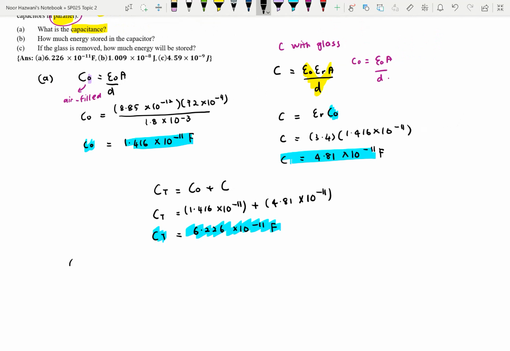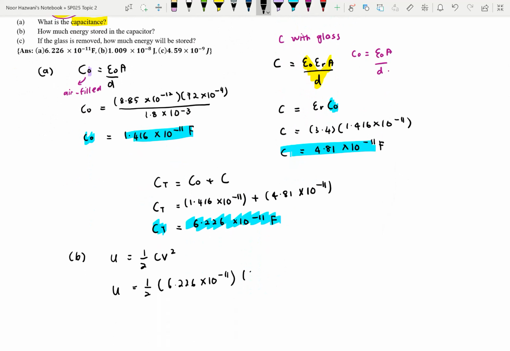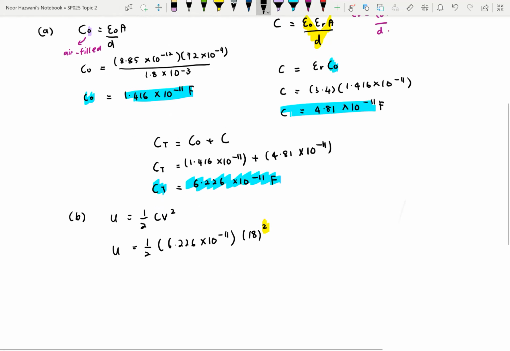Okay, part B, it is asking for how much energy is stored in the capacitor. So energy stored, we have 3 formulas, but I would like to use the equation U equals to half CV squared because everything is there. So U is equals to 1 over 2, and then you substitute in C total, the value of C total 6.226 times 10 power of negative 11, and then your potential is 18. So 18 squared. Okay, squared is always a problem for students, they don't like to substitute. Okay, the substitution is always wrong, so be careful.